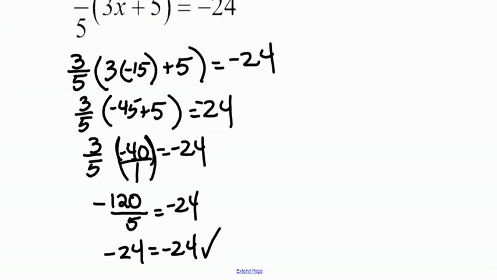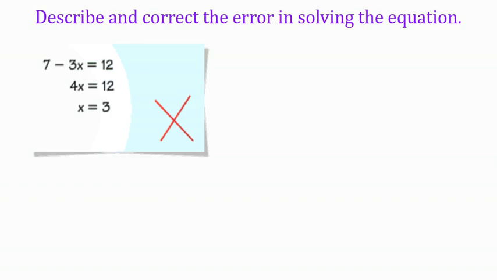So we've done some solving. Let's go back and see if we could do what we did before with our evaluations. Can we find some errors with the solving? So here, can you describe and correct the error in solving the equation?